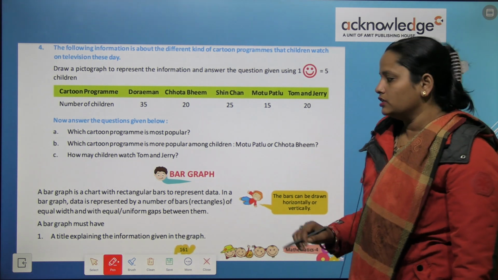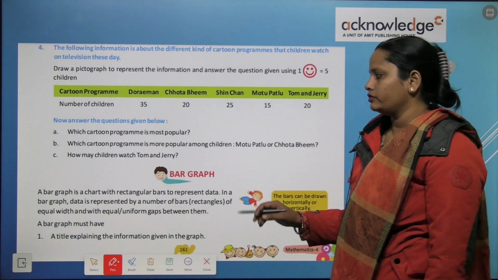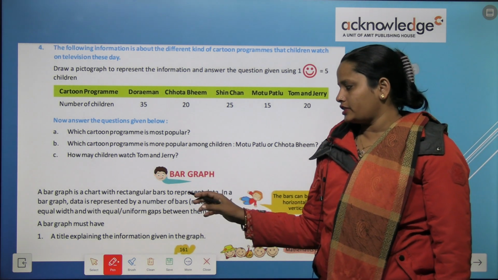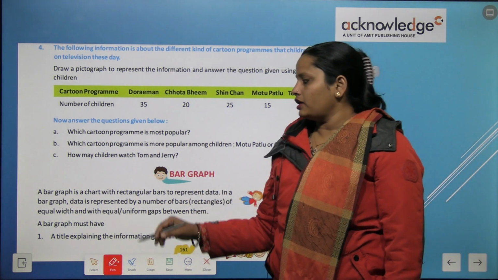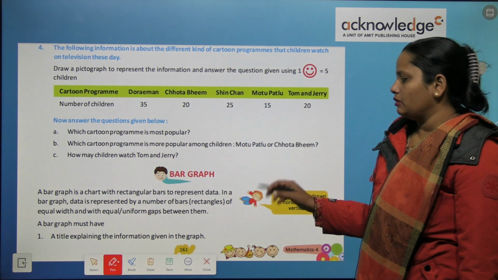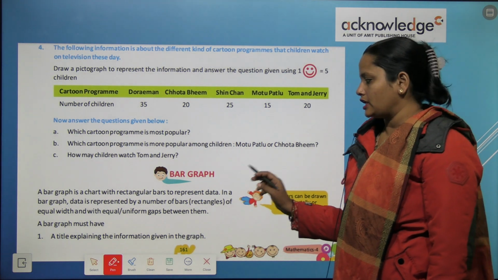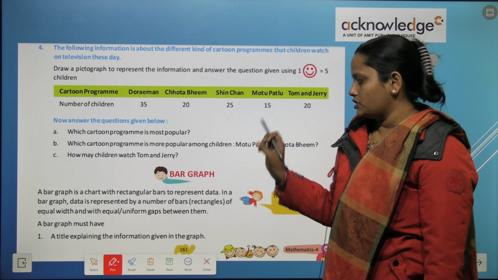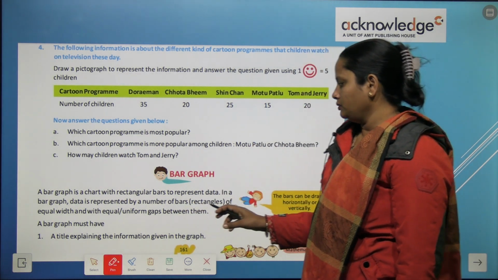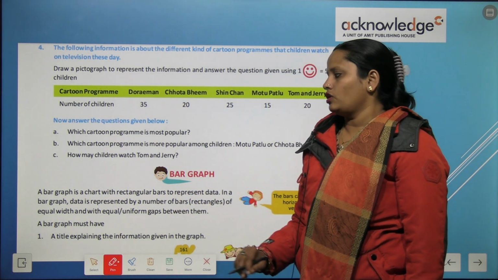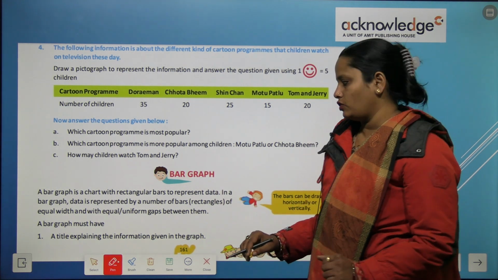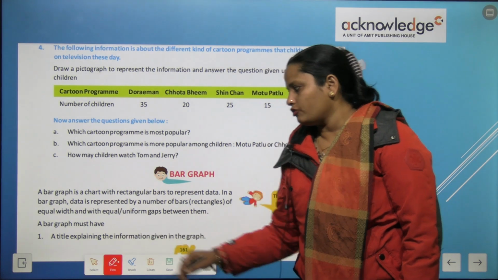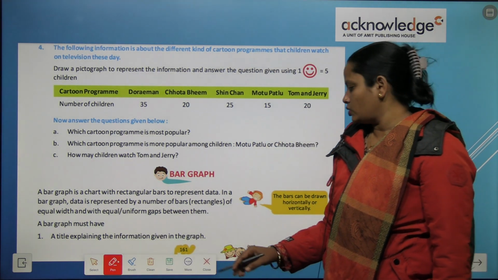Now let's learn what is a bar graph. A bar graph is a chart with rectangular bars to represent data. And in a bar graph, data is represented by a number of bars. Bar graph में बहुत सारे bars बने होते हैं, vertical bars बने होते हैं. And they are drawn at equal width with equal uniform gaps. इनमें जो gaps होते हैं वो equal होते हैं. A bar graph must have. Bar graph में क्या क्या चीजें होनी चाहिए?